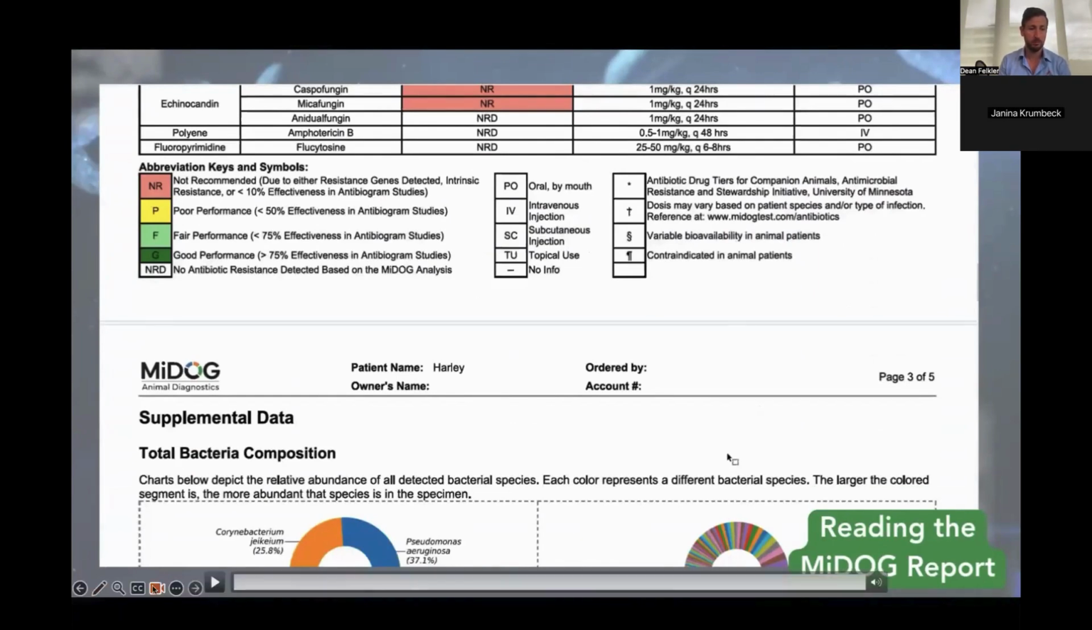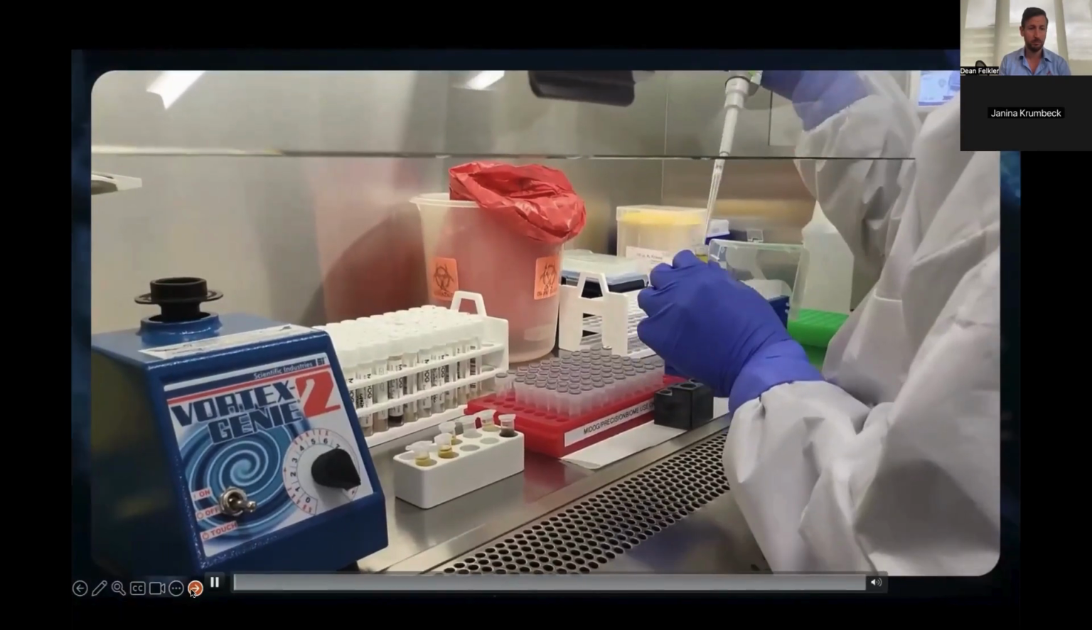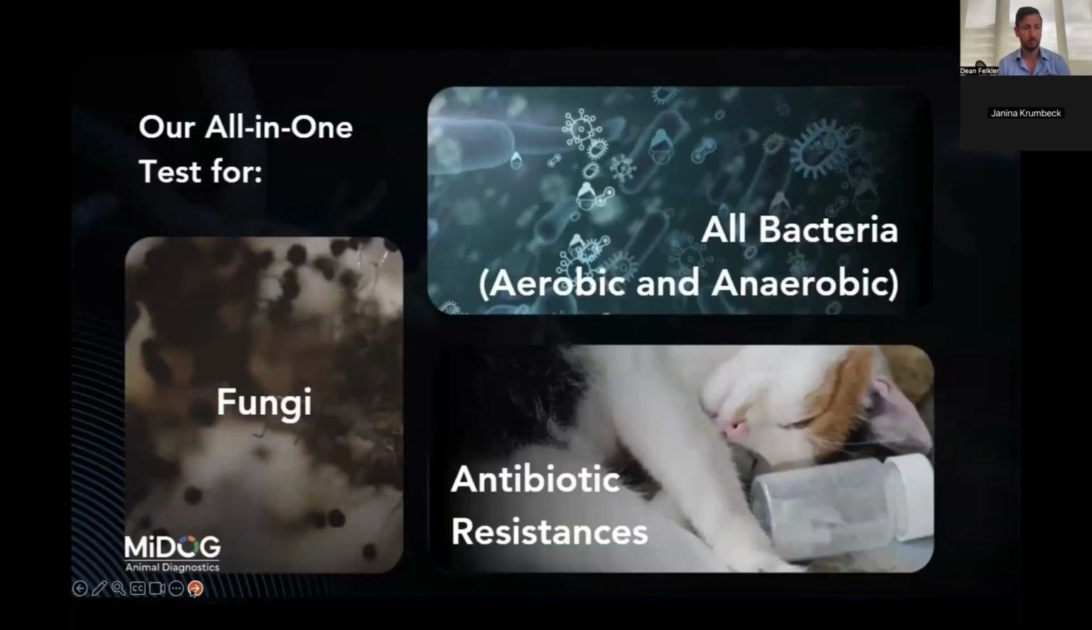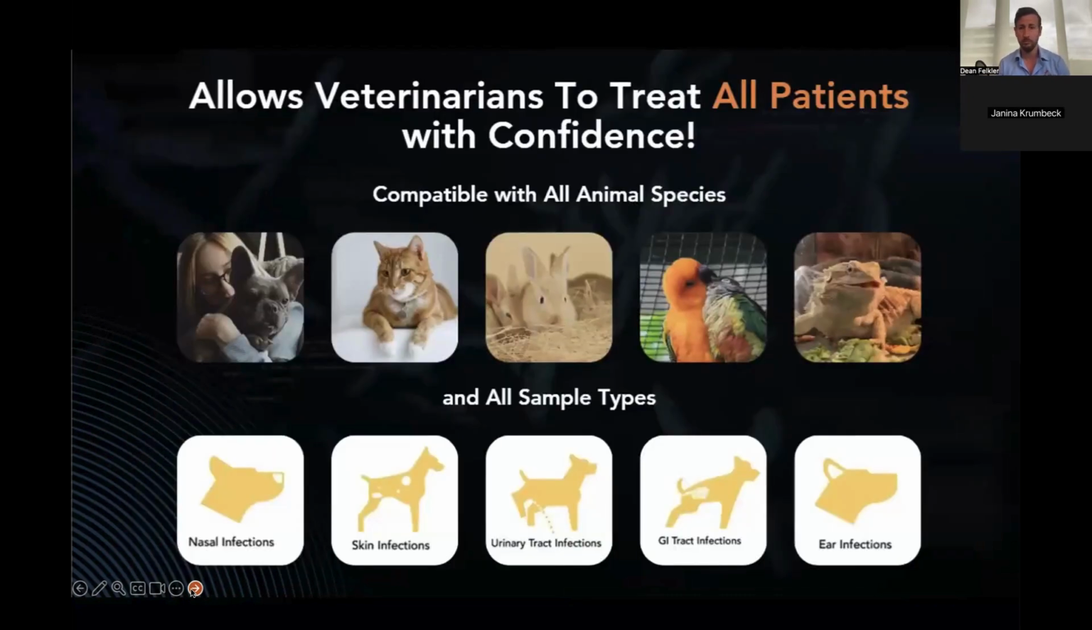As you might have understood from Dean's talk, we can test all different kinds of samples, all different types of animal species, and all different bacteria, aerobic, anaerobic, as well as fungi and antimicrobial resistances. Whether it's a nasal infection, skin infection, body fluid, GI tract, swabs of skin, ear, you name it.